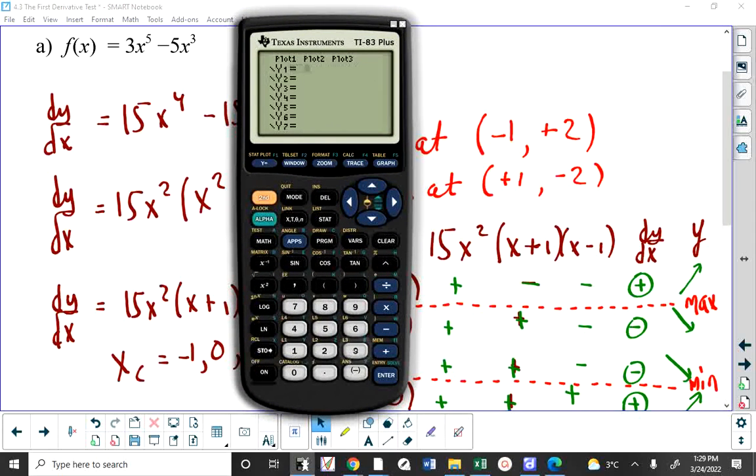Y is equal to 3x to the 5 minus 5x to the 3. I'm going to go zoom standard because don't forget I had those wacky settings for that previous graph. I'm going to alter the window setting here just to show this to you. You're pretty familiar with how your calculator works. You can play around with this on your own as well. That's not what I wanted to do though.